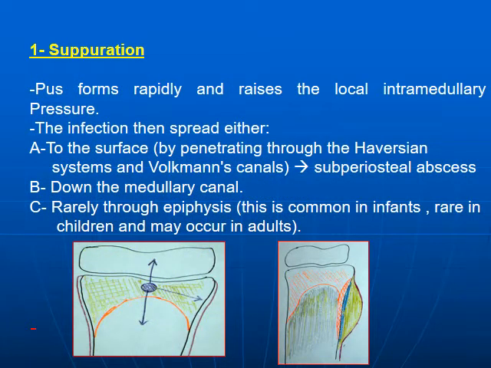How does suppuration occur? Pus accumulates inside the bone rapidly and delays the local intramedullary circulation, and then infection spreads either to the surface, forming what we call a subperiosteal abscess, or down to the medullary canal, or rarely through the epiphysis, and that causes what we call septic epiphysitis. But this is common in infants, rare in children, and may occur in adults.